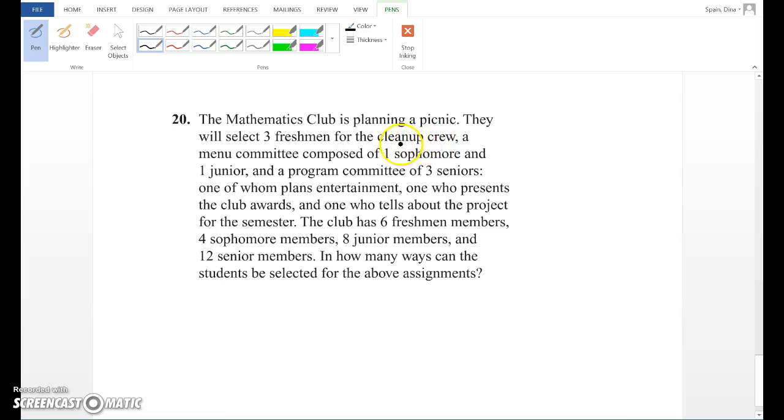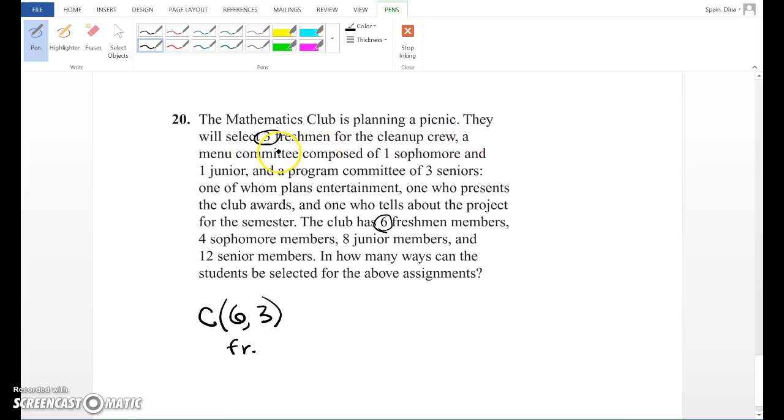They do not delineate between those 3 freshmen for the cleanup crew. It's just like a committee of these 3 people that are going to clean up. They'll figure out what little job duties they're going to do. But we're just picking 3 for a cleanup crew. This is from the freshmen. So how many freshmen are down here? 6 freshman members. All right, so let's go ahead and write that down. Since there's no distinction between those 3 members for the cleanup crew, that is a combination. All right, 6 things, taken 3 at a time. This is for the freshmen.